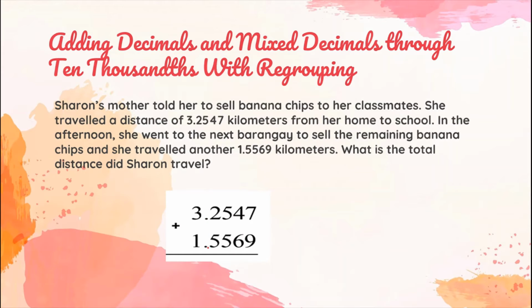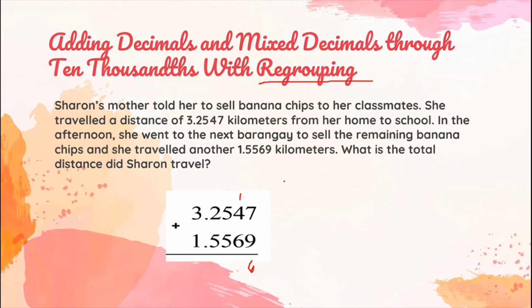Okay, so after we align our decimal point, let us now start adding. So 7 plus 9, that is 16. 6 carry 1. By the way, when we say regrouping, it means that we need to regroup our answer. So like for example here, our answer here is 16. We put 6 and then we regroup the 1 at the top of 4. That is what we mean when we say regrouping.